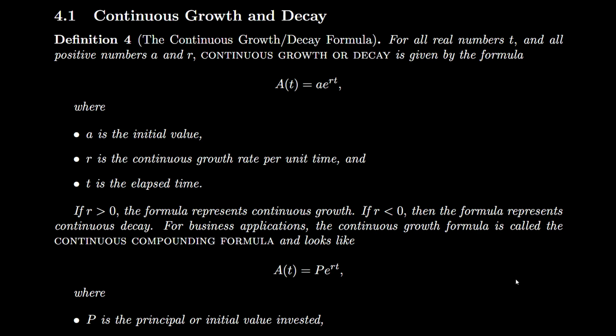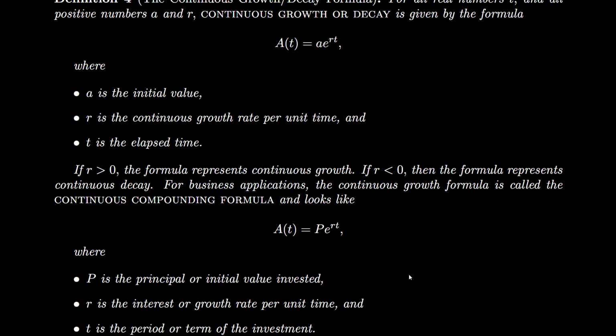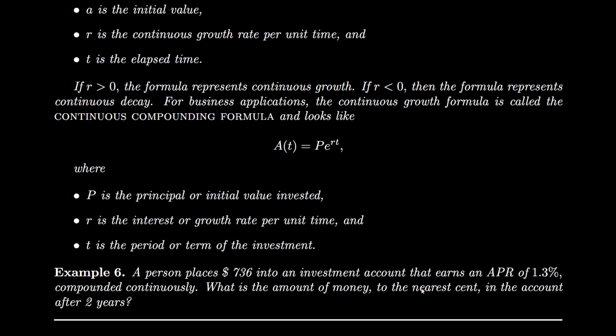And we'll talk about that right now. It says for business applications, the continuous growth formula is called the continuous compounding formula. And it looks like this: A of t equals P times e to the rt. You've seen this PERT guy before.